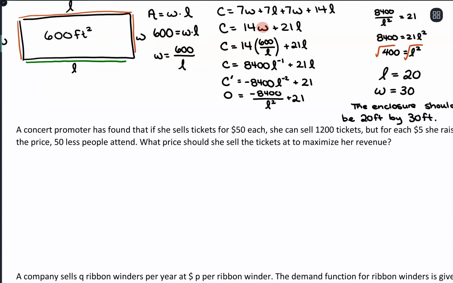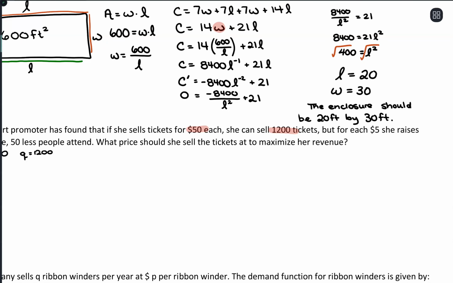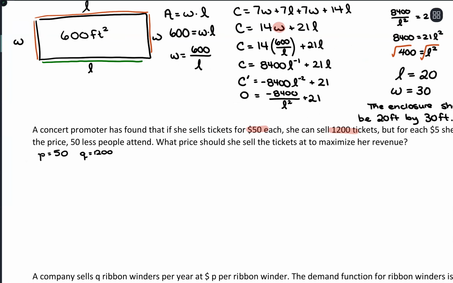Okay, a concert promoter has found that if she sells tickets for $50 each, she can sell 1,200 tickets. So we have this relationship of a price of 50 going with a quantity of 1,200. But for each $5 she raises the price, 50 fewer people attend.